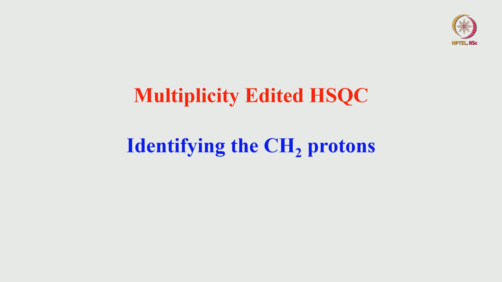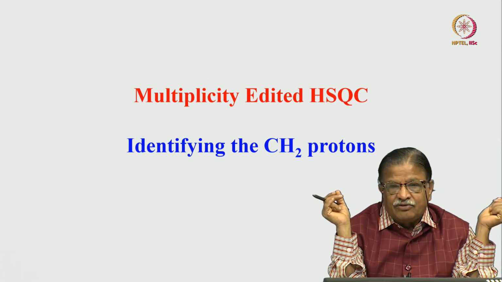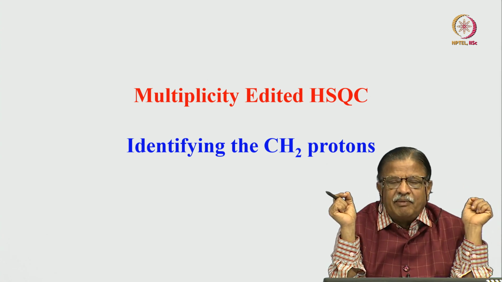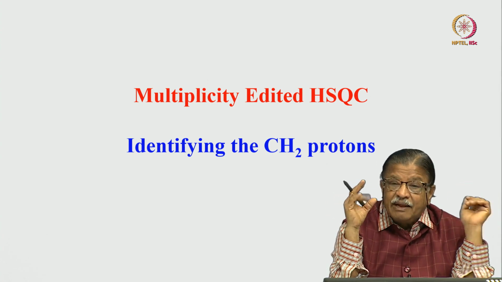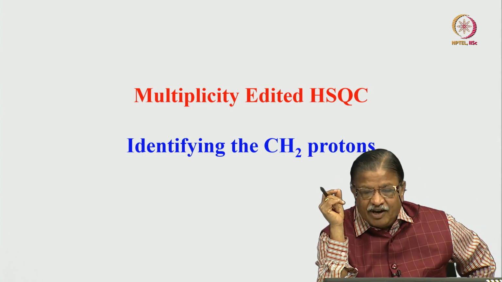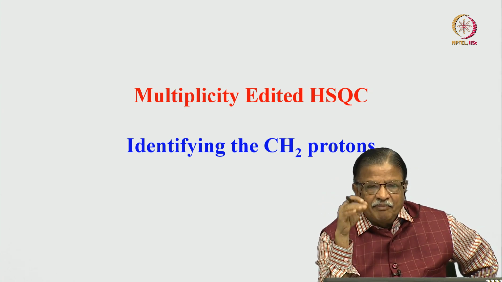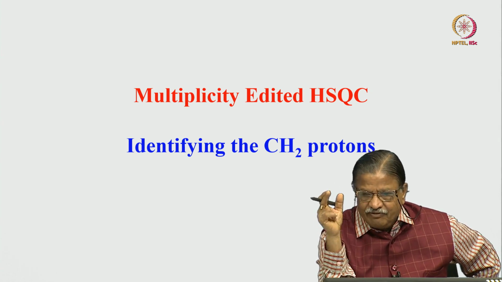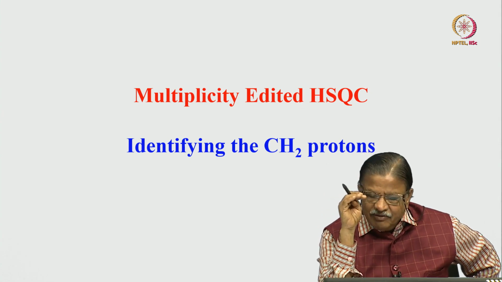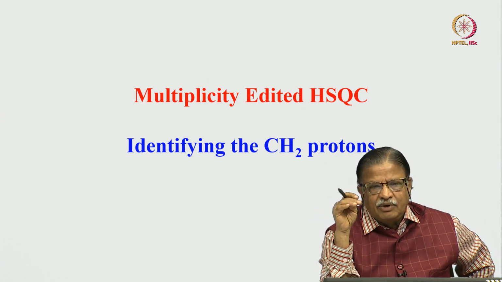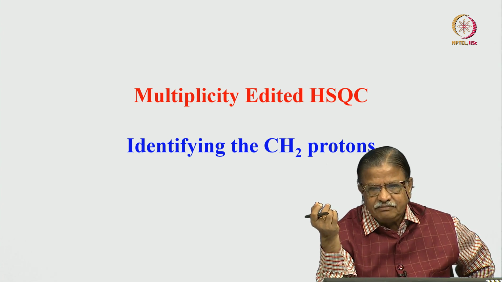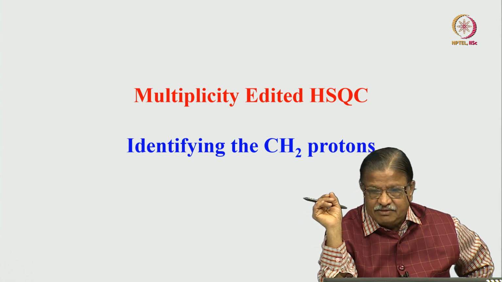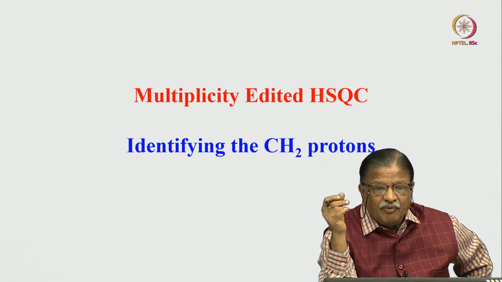And in this HSQC experiment we can also do what is called multiplicity edited HSQC. What do you mean, multiplicity edited? Remember, if you know the DEPT experiment, you have DEPT 45, DEPT 90, DEPT 135. Remember I said if you do DEPT 135, we can see that CH2 carbons are all negative, CH and CH3 are positive. There we could identify all the CH2 carbons in a crowded region. Why can't we do that?